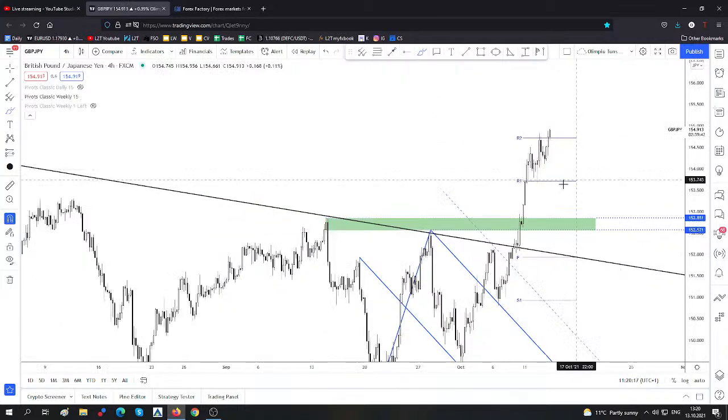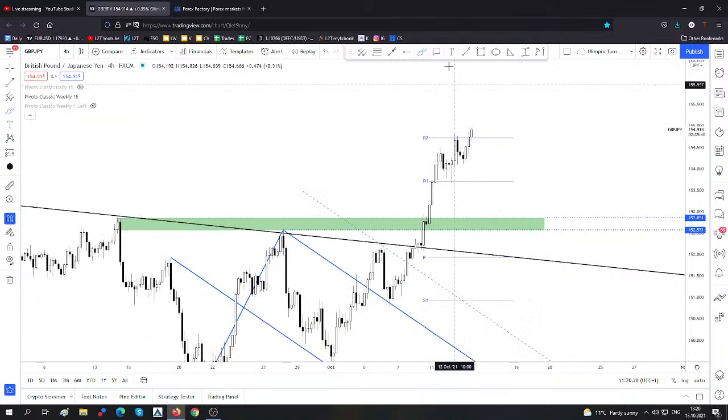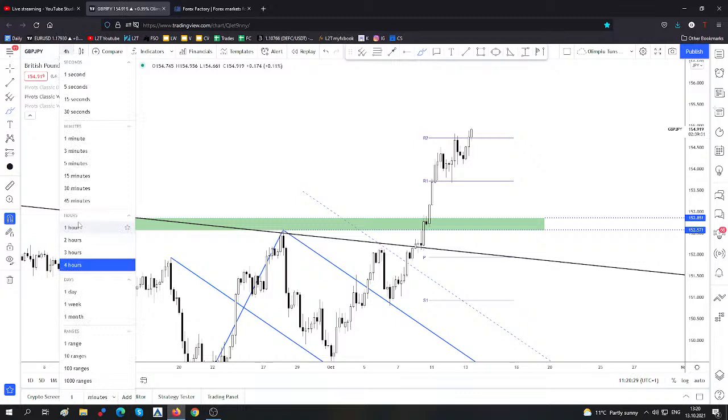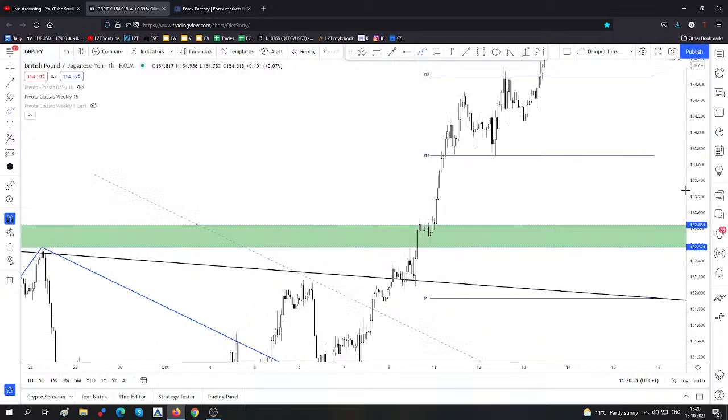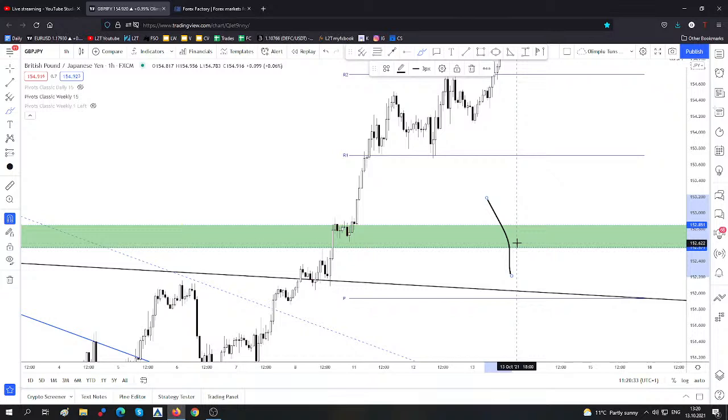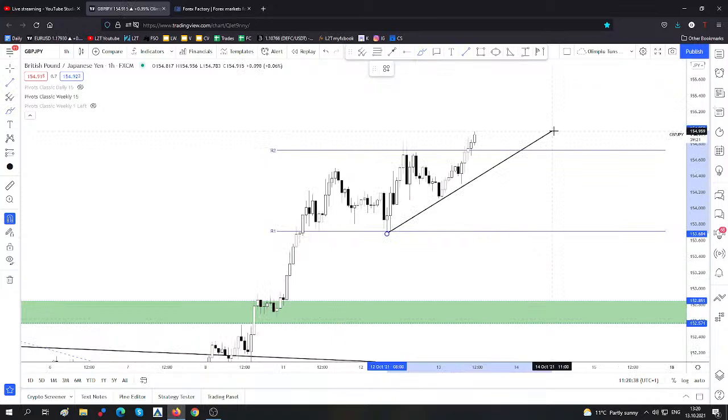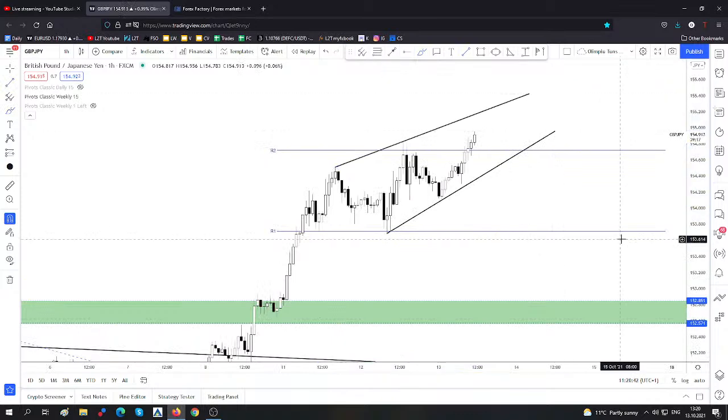So personally, I'll wait for maybe the pair to retest the R2 before jumping higher, and something like a test and retest here could bring me a new long opportunity in the British pound versus the Japanese yen. Let's take a look here. One moment, because maybe we also have something like this. So something like a consolidation accumulation here could bring us new long opportunities in the British pound versus the Japanese yen. This is my opinion here.